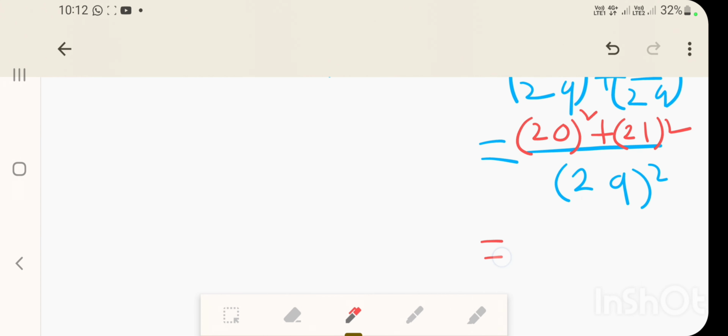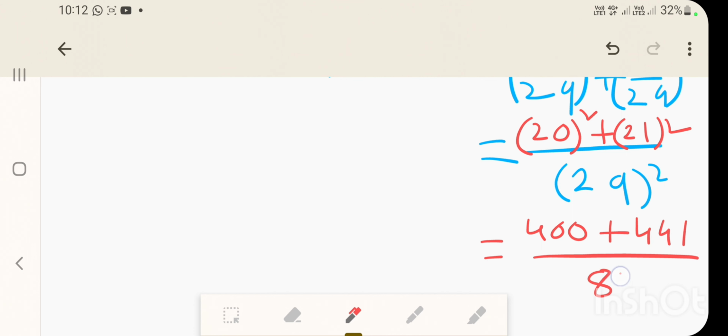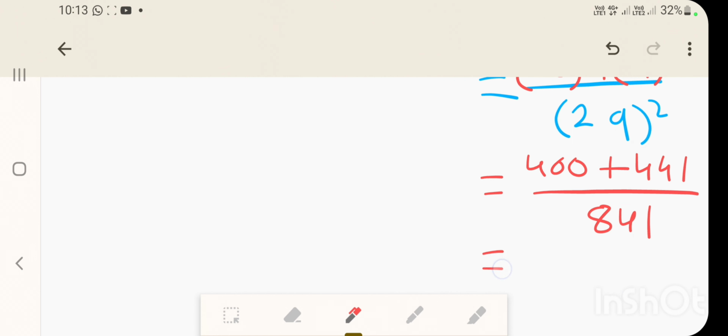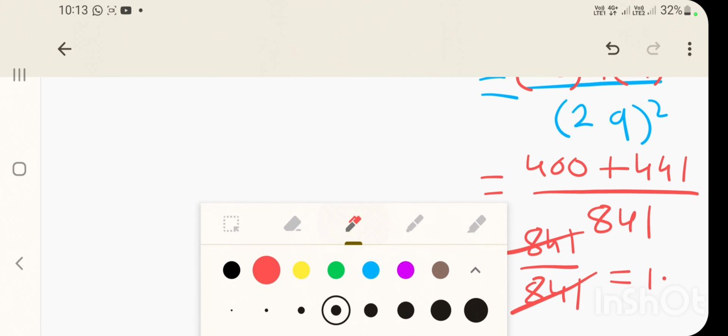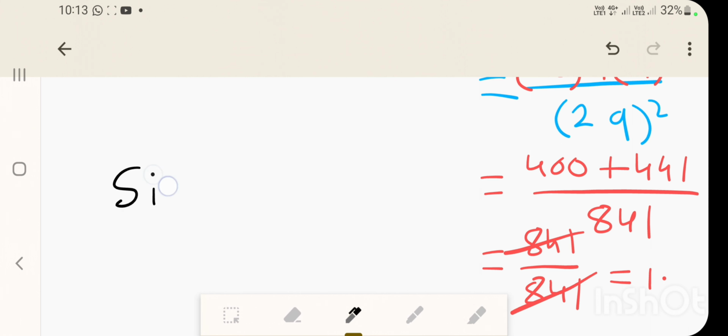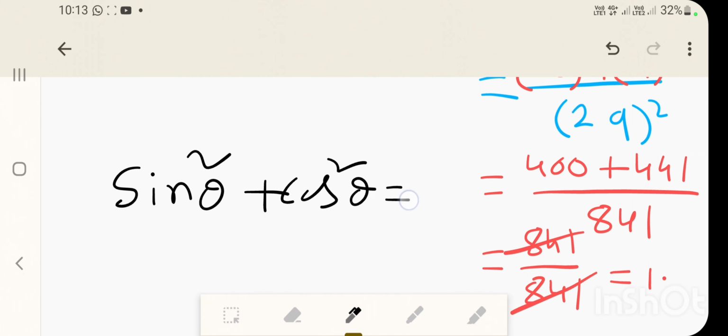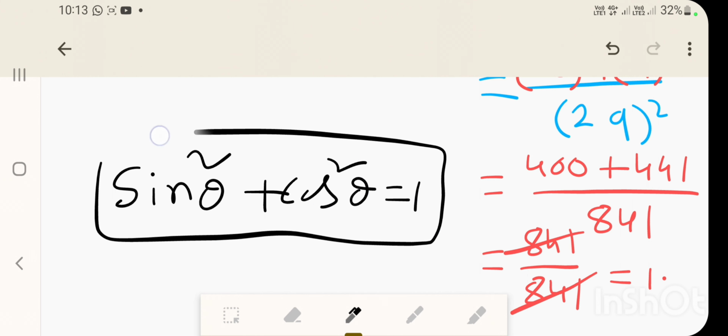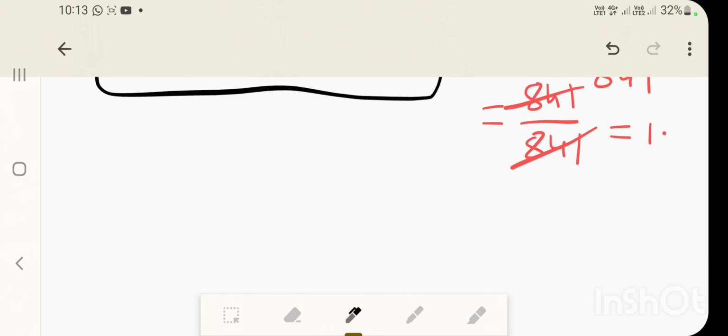So we know that 20 square is nothing but 400, plus 21 square is 441, divided by 29 square, which is nothing but 841. So the numerator is 841, 400 plus 441, divided by 841, both will get cancelled, and we get the ratio as 1. So what we can conclude here is, for any angle theta, sin square theta plus cos square theta is going to be 1. This is a very important identity which can be used in solving problems. Sin square theta plus cos square theta is equal to 1.